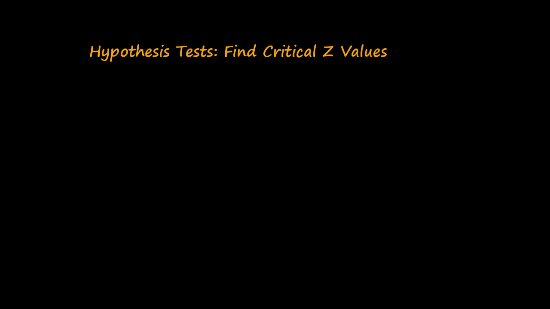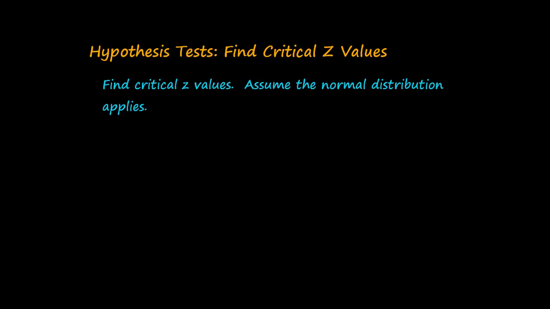In this video, we'll review how we find the critical z-values. So we want to find critical z-values, assume the normal distribution applies. So we have a two-tailed test with alpha equal to 0.07. So let's look at our decision diagram.